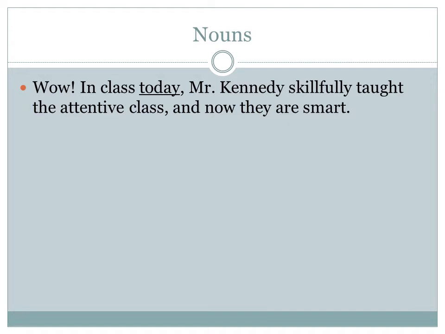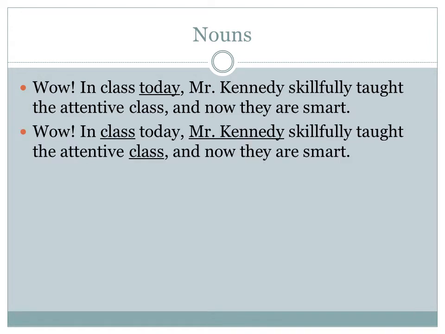So we're going to start out looking for the nouns. Take a second to look at this sentence and see how many words are in here that we can identify as being persons, places, or things. Here's the answer key. The nouns in this sentence are class, Mr. Kennedy, and class again. That's the same word twice.